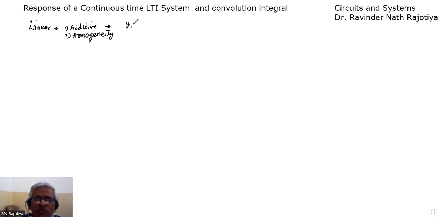Additive says if you have signal x1 of t, its response is y1 of t. So you can say y1 of t is the response of the system when x1 of t is applied to it. y2 of t is, suppose, the response of the system when another signal x2 of t is applied. Then the additive property says that I can combine these two: y1 of t plus y2 of t is nothing but the response of the system to the signals x1 of t plus x2 of t.